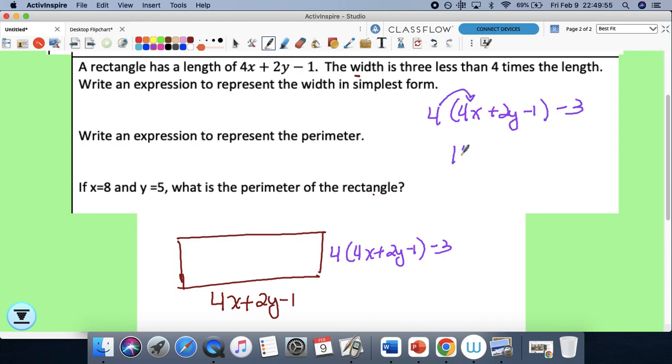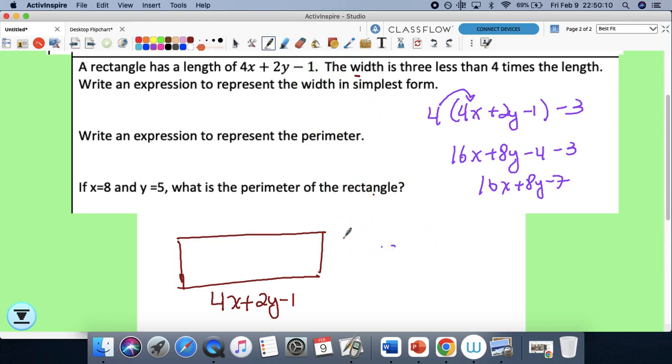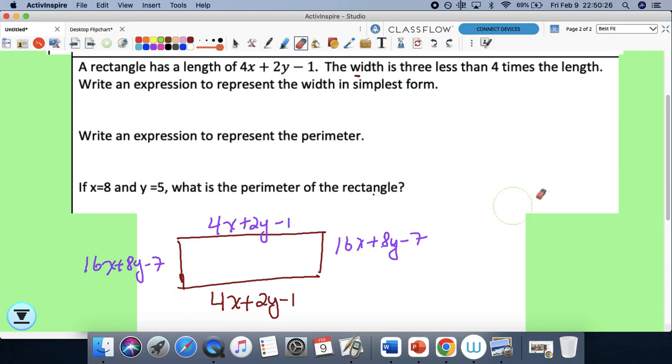4 and 4x is 16x. 4 and 2 is 8y. And then 4 times negative 1 is negative 4. Minus 3, 16x plus 8y minus 7. So let's erase this, and we can replace it with 16x plus 8y minus 7. And then we can write 16x plus 8y minus 7 for the width, and the length is 4x plus 2y minus 1.